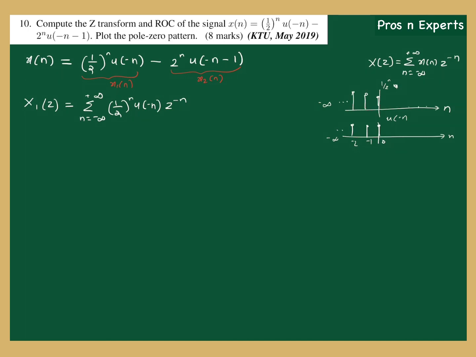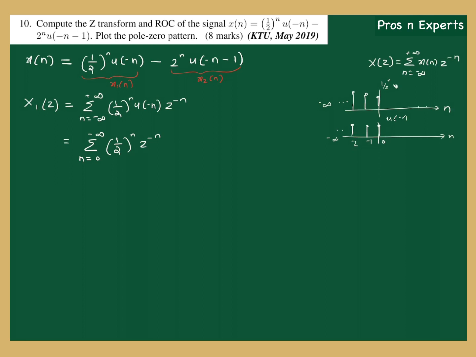So consequently, I can reduce this sigma as n equal to 0 to minus infinity. That will be, right? n equal to 0, minus 1, minus 2, etc. up to minus infinity. There are no positive n values. So the sigma I can modify as n equal to 0 to minus infinity, half raised to n, z raised to minus n. I don't need to write u of minus n again, because the effect of u of minus n has made the signal truncate from 0 to minus infinity. So half raised to n, z raised to minus n.